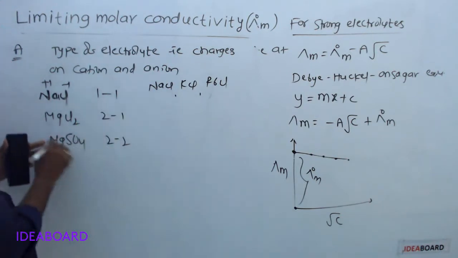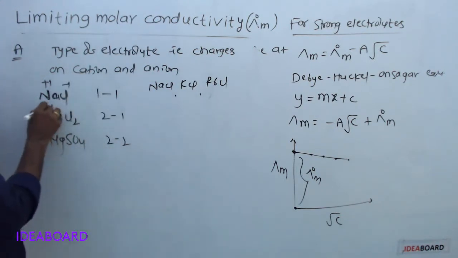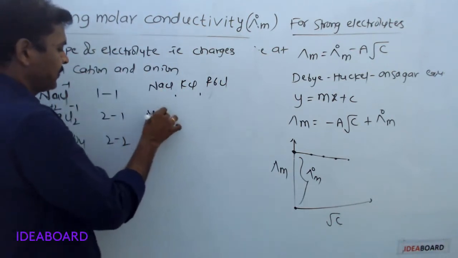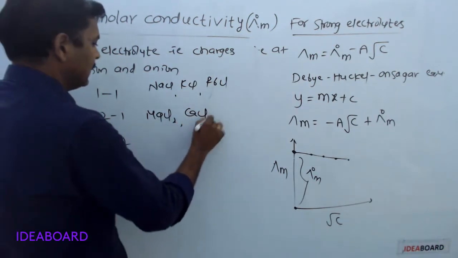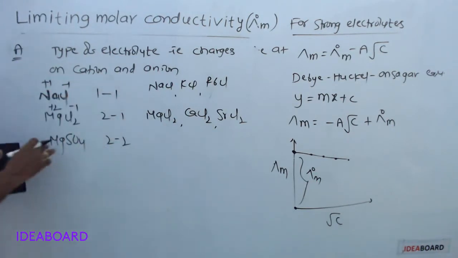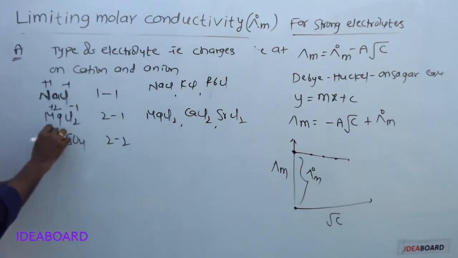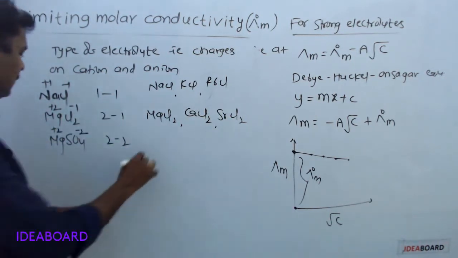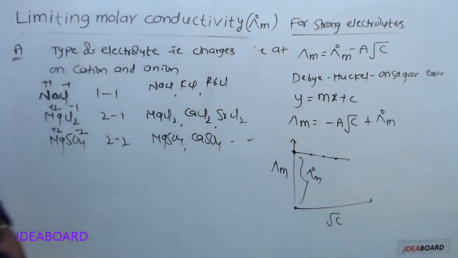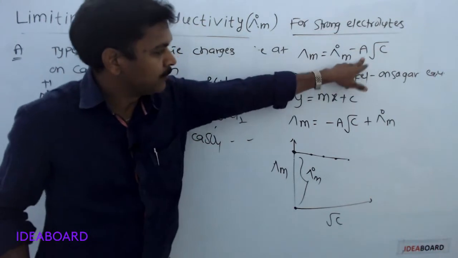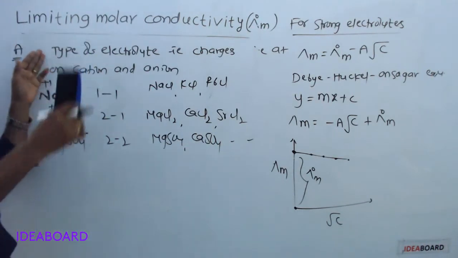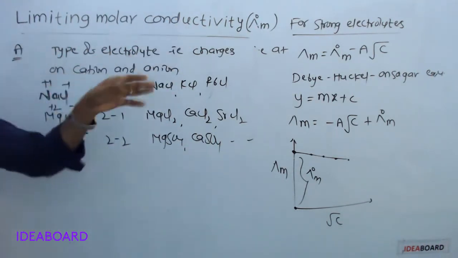For MgCl2, Mg plus 2, Cl minus 1, this is a 2,1 type electrolyte. CaCl2 and SrCl2 are also 2,1 type electrolytes. For all these electrolytes, A value is common. MgSO4 is a 2,2 type electrolyte, Mg plus 2, SO4 minus 2. Not only MgSO4, but also CaSO4, etc. So in this equation, this A is constant for a given solvent and at a given temperature. This A value depends on the type of electrolyte, that is, the charges on the cation and anion of the electrolyte.